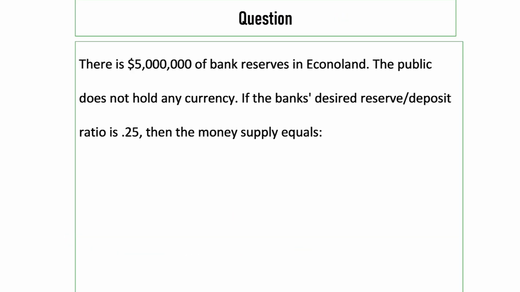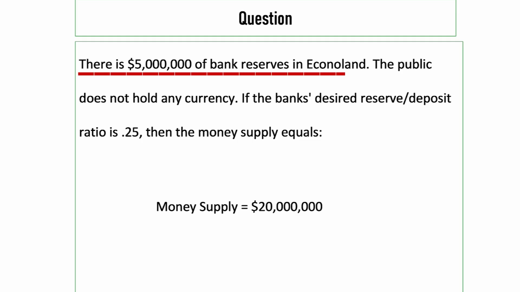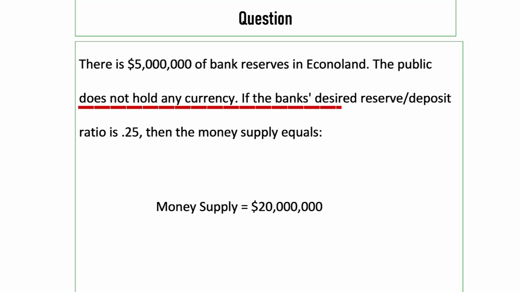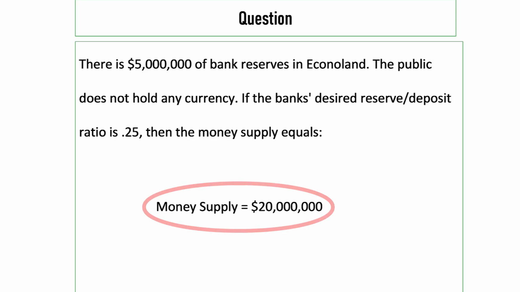Let me finish here with a simple example. Suppose there is $5 million of bank reserve in Econoland and the public does not hold any currency. If the banks' desired reserve to deposit ratio is 0.25, then what is the money supply? The money supply will be 1 over 0.25 times the 5 million, so it will be 4 times that. So here the money multiplier will be 4. In other words, the commercial banks expand or multiply the amount of money that the central bank puts in the system by a factor of 4.